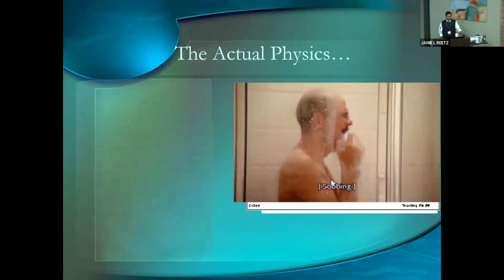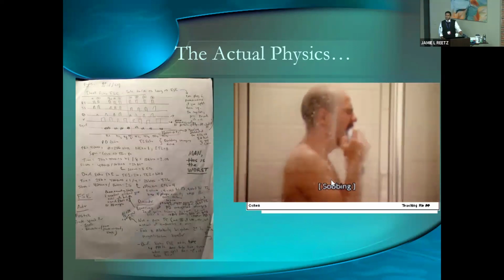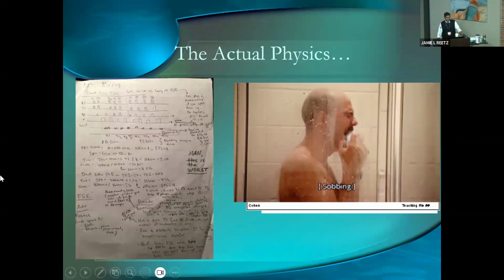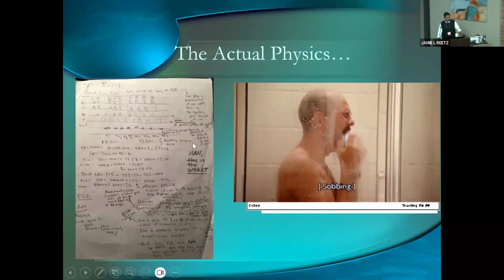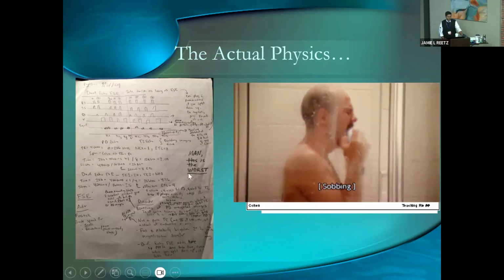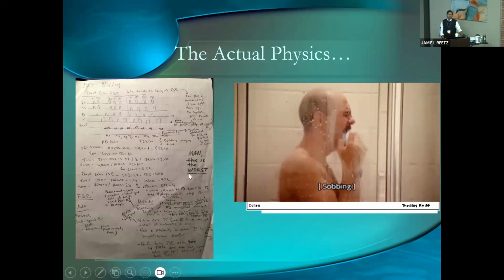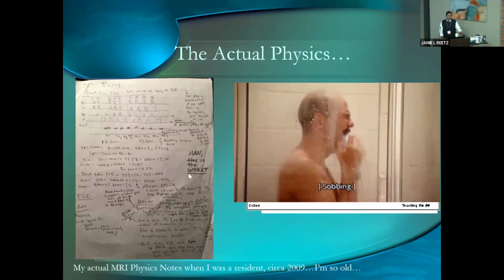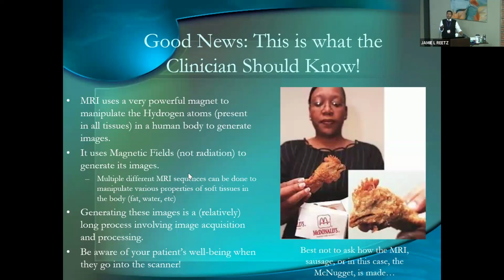I would like to point out, these are my physics notes when I was studying for the physics boards in 2009, and 2009 Meduri was just not happy with any of this. I was writing this to one of my residents sitting next to me, back when we used pen and paper. But you don't need to know all of that. As a clinician, all you need to know is that MRI uses a very powerful magnetic field to manipulate the hydrogen atoms, those little magnets present in all our tissues, to generate an image.